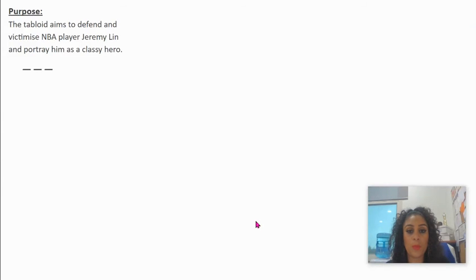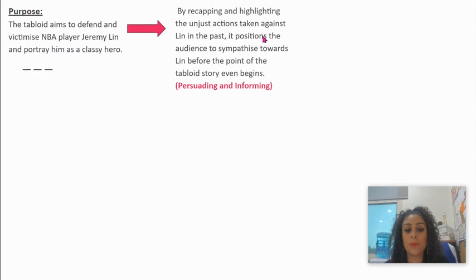So, year 10, when we look back now at what the purpose of the text is, I have said the purpose of the text, so the tabloid aims to defend and victimize NBA player Jeremy Lin and portray him as a classy hero. That's the purpose for me. Now, I'm going to give you my justification of that. I'm saying by recapping and highlighting the unjust actions taken against Jeremy Lin in the past, and that's what the entire article really does, it positions the audience to sympathize or to feel sympathetic towards Lin before the point of the story even begins.